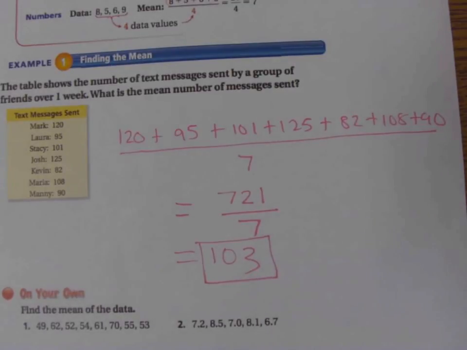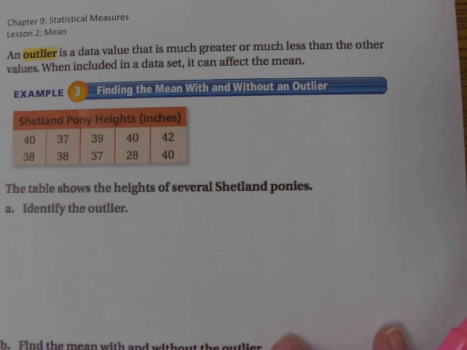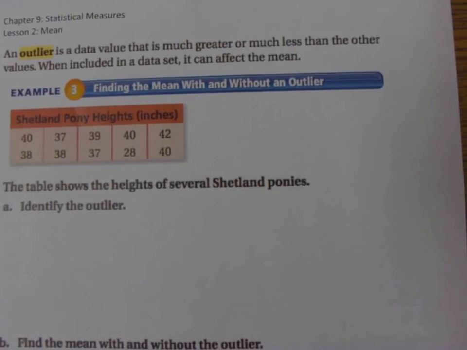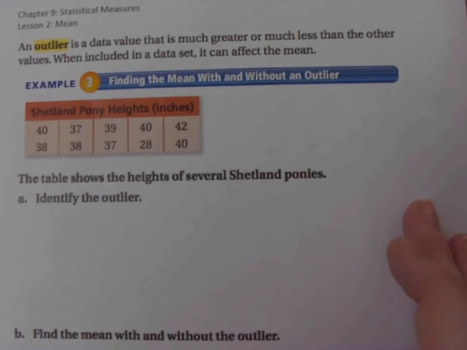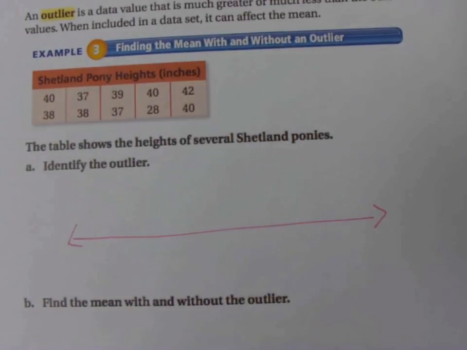The second thing we're going to talk about today is figuring out what an outlier is. An outlier is a data value that is much greater or much less than the other values in that set. When it is included, it can affect the mean of the data. First, by looking at this table, we want to identify what the outlier is. The first thing we're going to do is create a dot plot, just like we did yesterday.